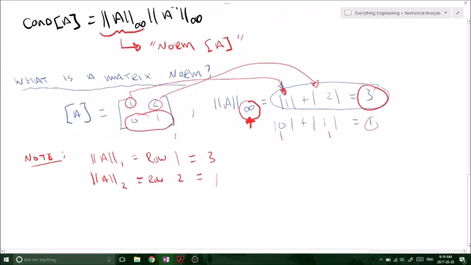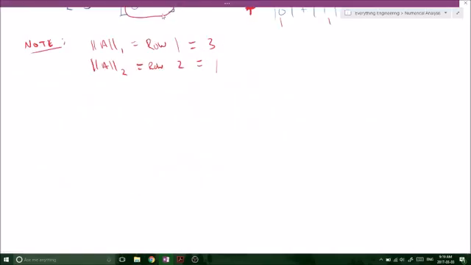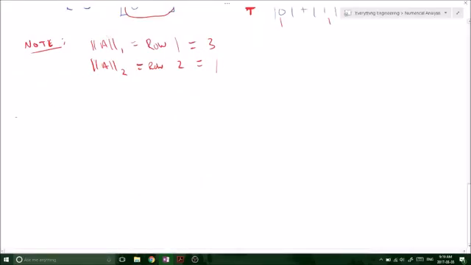So coming back to our condition A equation, all we have to do is find the norm of the matrix A and the norm of the inverse matrix A out of any of the rows, because we have the infinity, and multiply them together. So we need to find the inverse of matrix A.